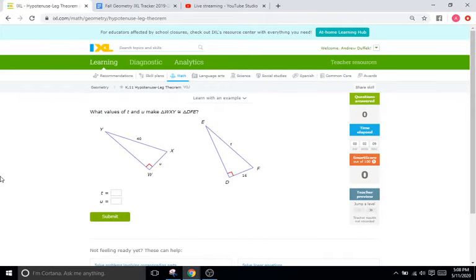This is Mr. Duffick, and today we are doing IXL K11, which is going over the hypotenuse-leg theorem. Now, a lot of teachers don't really go over the hypotenuse-leg theorem anymore for this reason. The hypotenuse-leg theorem states that if you have a hypotenuse that is congruent between two right triangles and another leg that is congruent between the two triangles, then the triangles are automatically congruent.